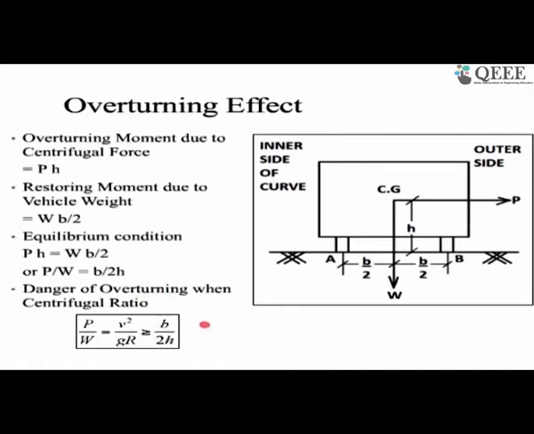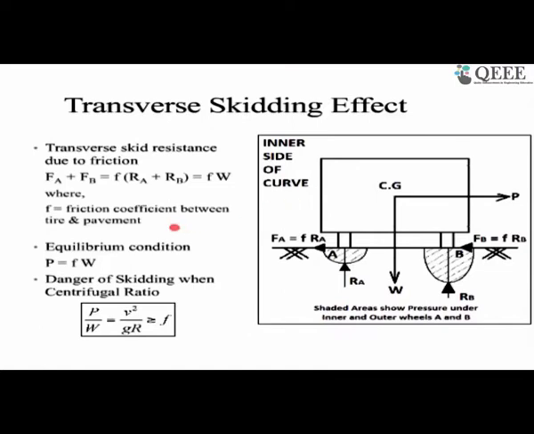So we said two things: one is the overturning, the other is the lateral skidding. When we say lateral skidding, this is what is happening. The load here is acting in this direction, and it is counterbalanced by the friction in this direction. This part is actually the friction at the bottom of this wheel and the bottom of this wheel.